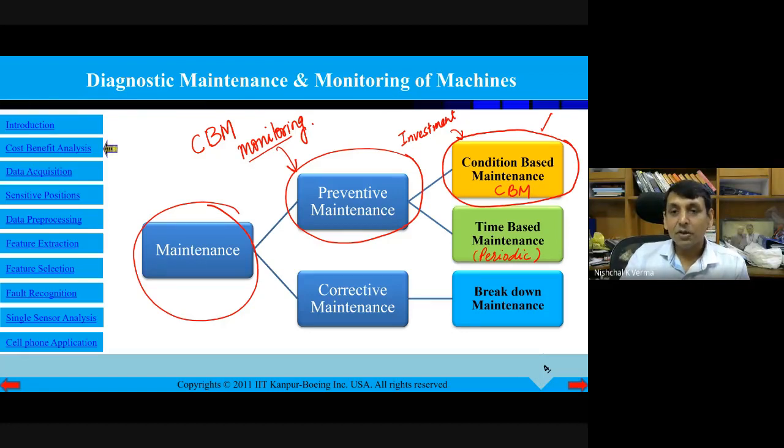But if one sees that there is a return on this investment, then industries would go for it. So here we have the investment. You see, in time-based maintenance, we don't have any investment, right? We just open the machine, employ some people, and we open all the machines. But here the issues that are noticed are bigger, right?